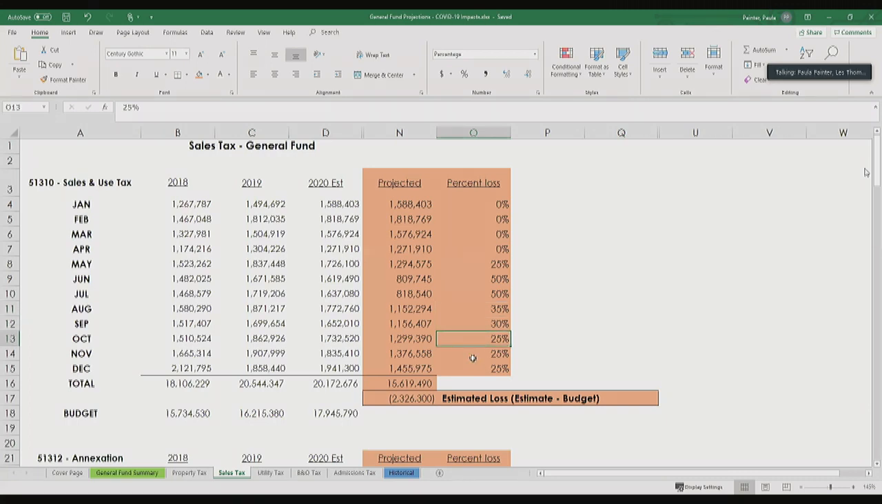Now, this is comparing to what our revenue was from the prior year. So that's what the base is: where were we at last year, and what kind of reductions would we end up seeing.